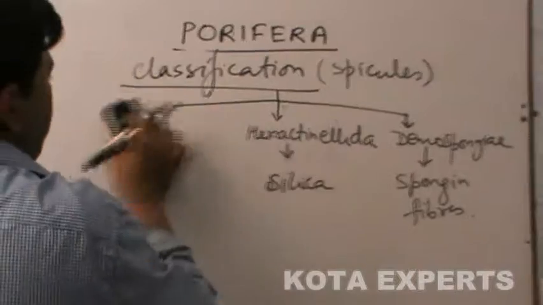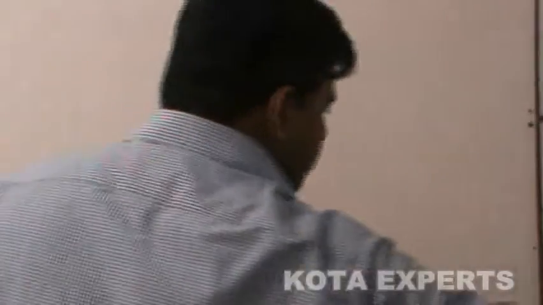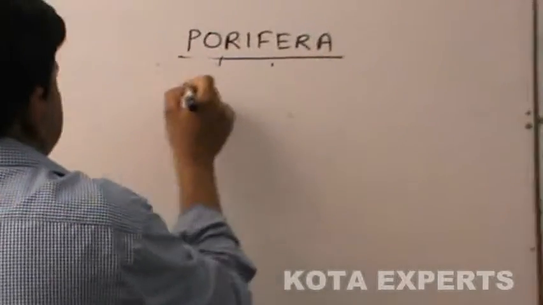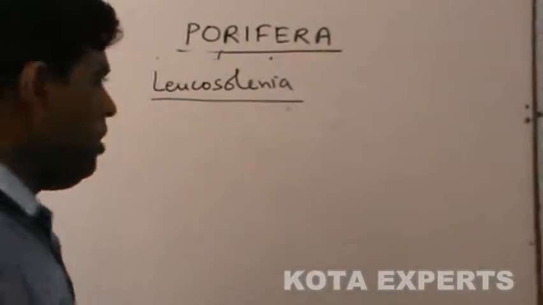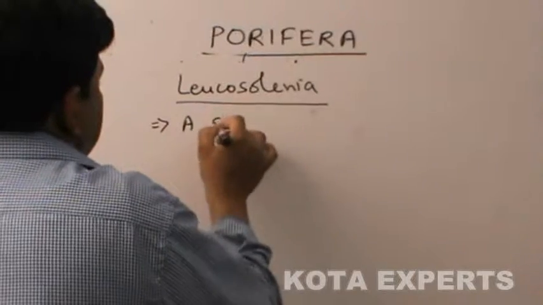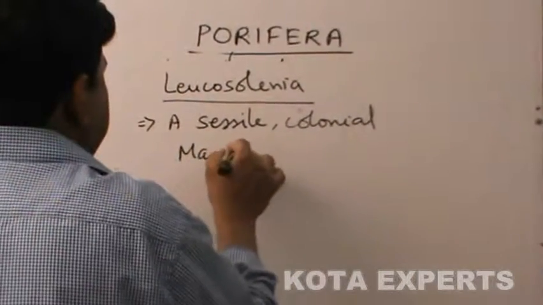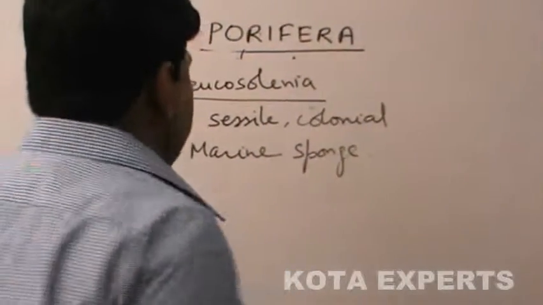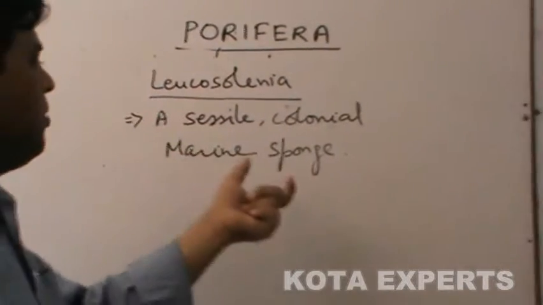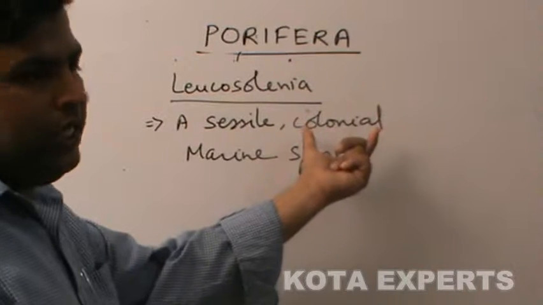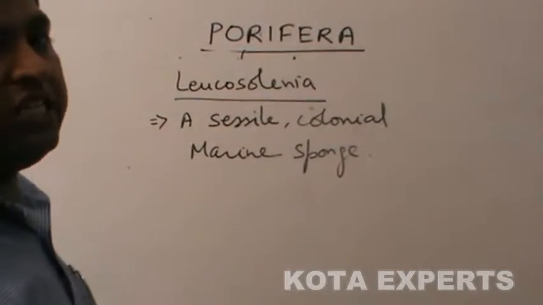Now we are going to discuss a member of this phylum Porifera: Leucosolenia. This is a sessile, colonial and marine sponge. Sessile means it does not have the property to move. It cannot locomote or change its position. Colonial means they are not solitary, they are found in the form of groups. And marine means they are always found in marine water, that is sea water or ocean water.